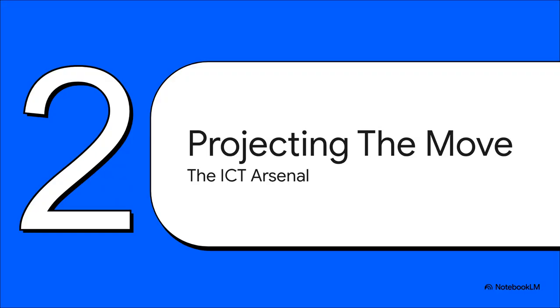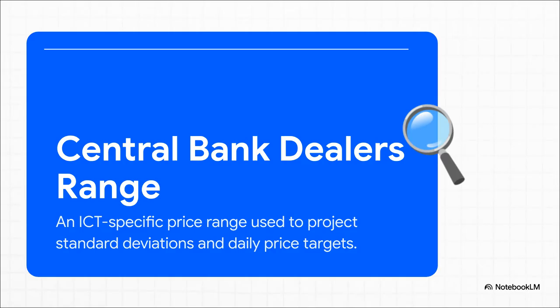Okay, so floor trader pivots are a fantastic starting point, a great foundation. But now we're going to get into the really unique stuff, the tools that are specific to the ICT arsenal. These are designed to project the daily range from a truly institutional perspective. And first up, we've got something called the Central Bank Dealers Range. The Central Bank Dealers Range, or CBDR for short, you're not going to find this one in your average trading book. It's a very specific ICT concept.